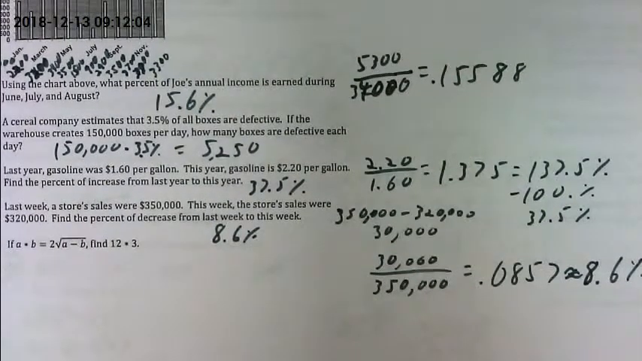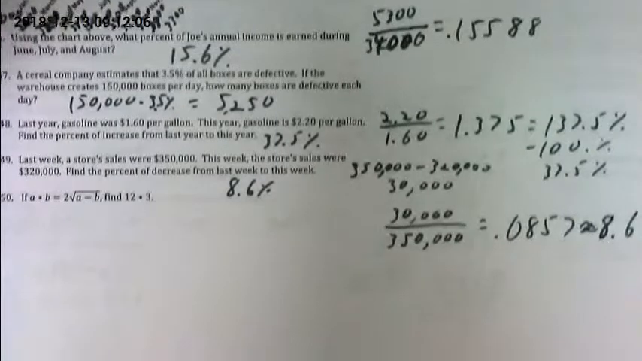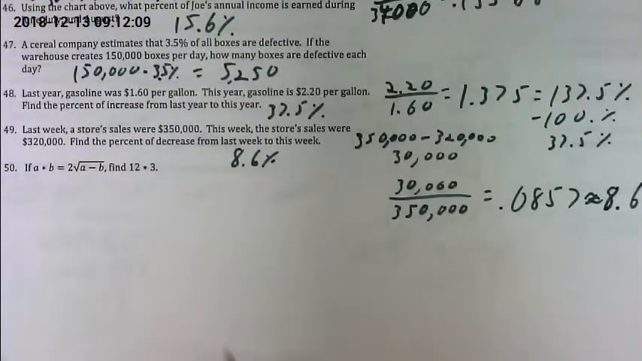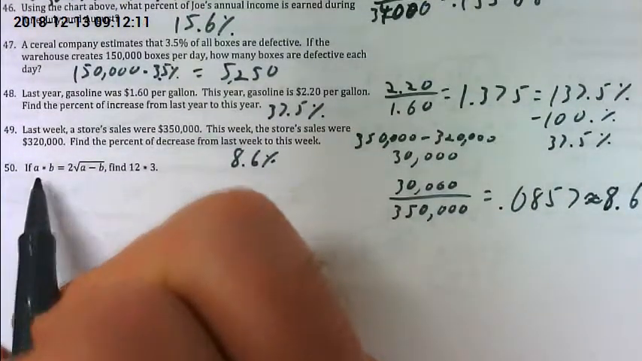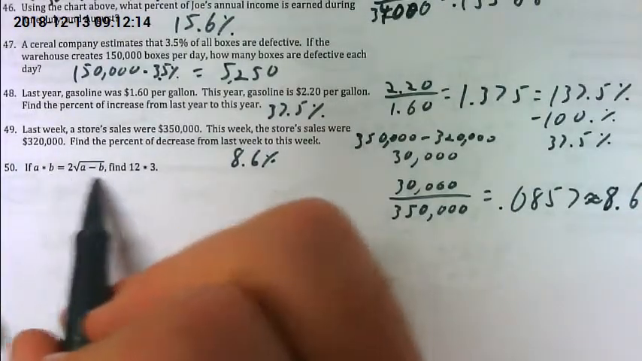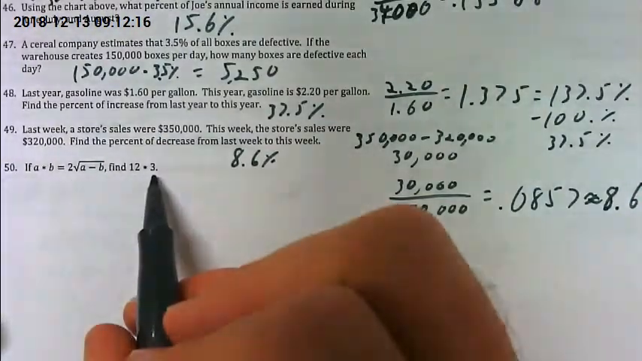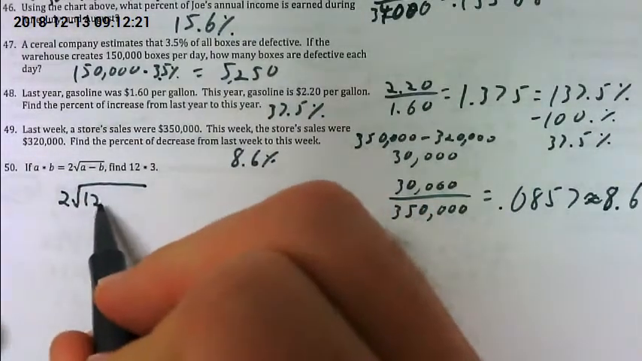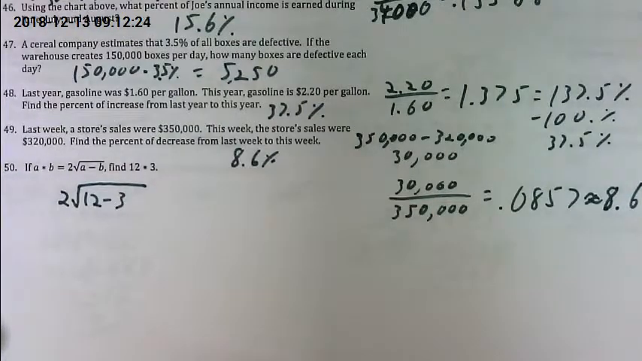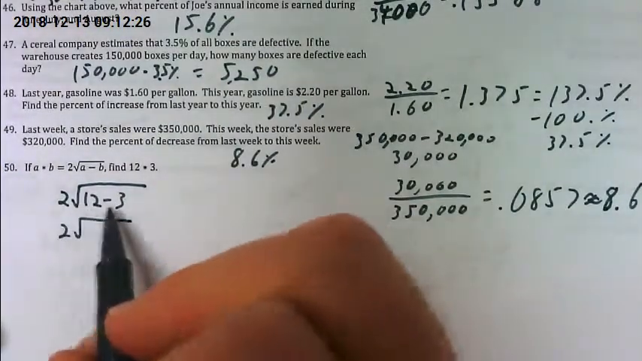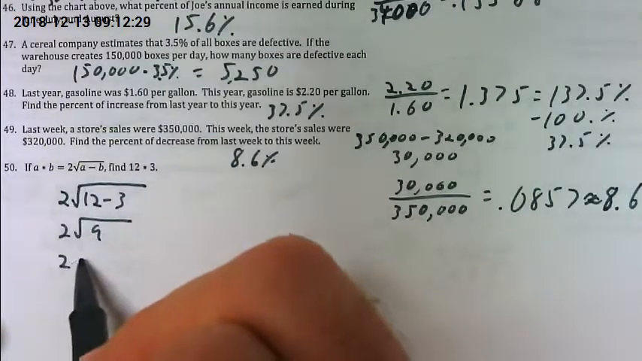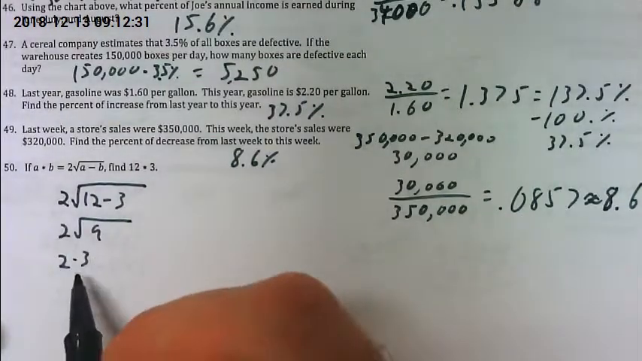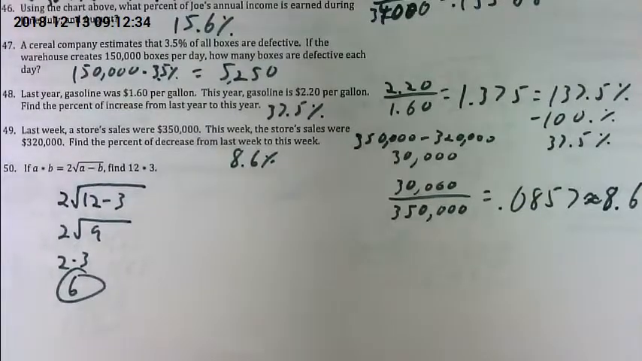And then 50, the final question here. This one, we have symbolic function again. So if I had A and B, then this is the equation. So 12 is going in for A, 3 is going in for B. So 2 times the square root of 12 minus 3. 12 minus 3 is 9. The square root of 9 is 3. 2 times 3 is 6. And that's the final answer. So that's the entire review now over in the last 2 days.